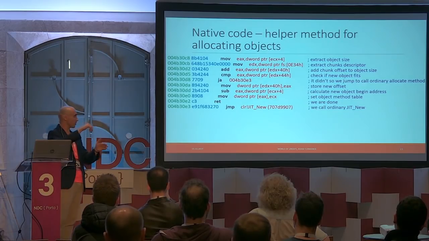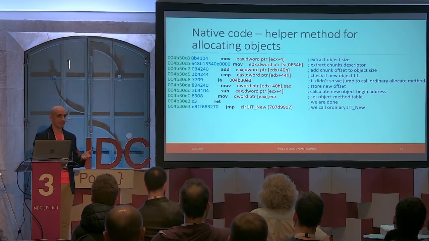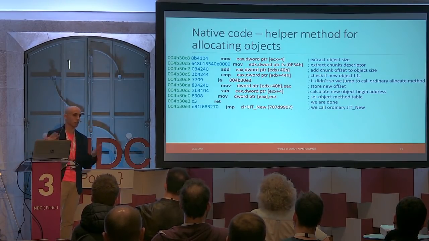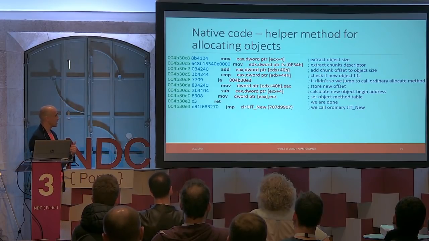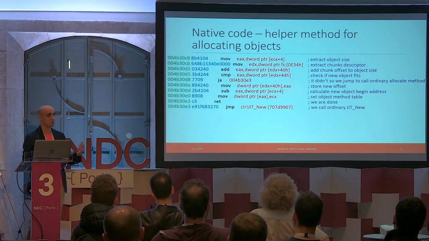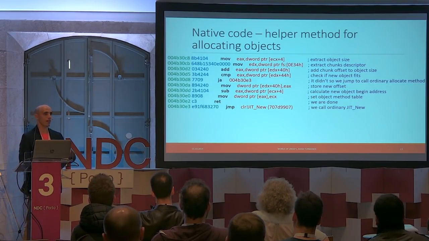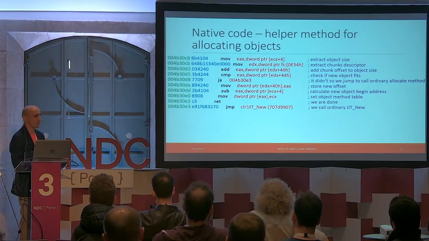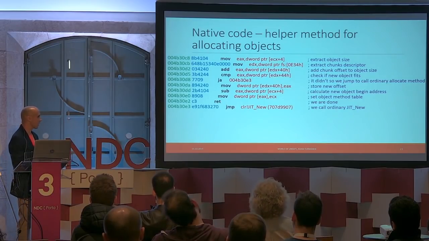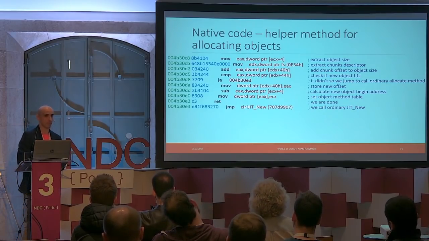So I just get this pointer, add the size, and then I check whether I moved out of this chunk or not. If I did not, it means that the object fits here and can be allocated here. So what we actually do is some bookkeeping: we update the pointer to the last byte allocated, we calculate the begin address of the object, and we just return it.